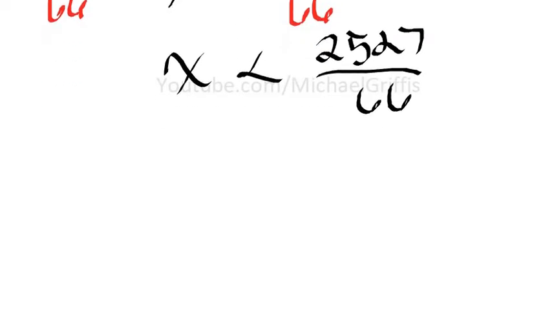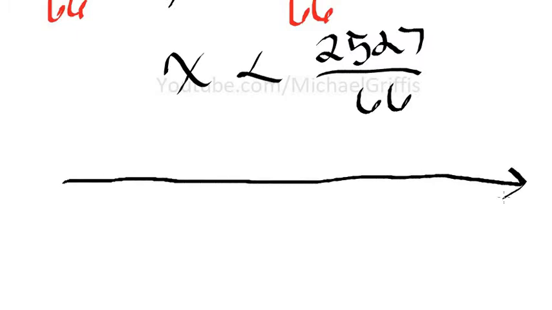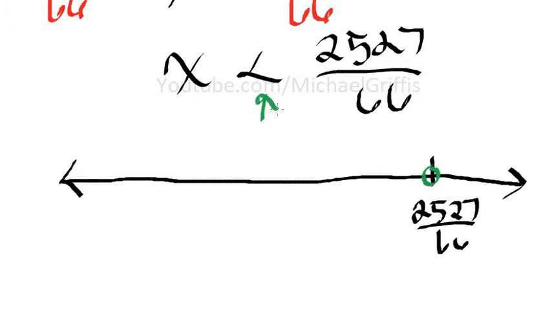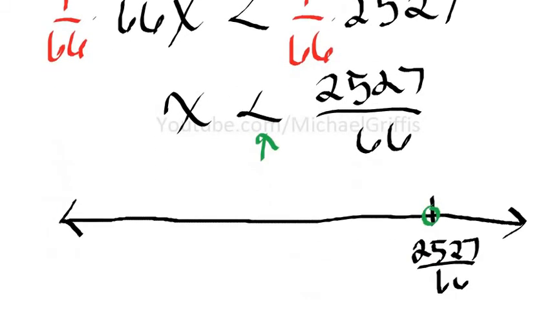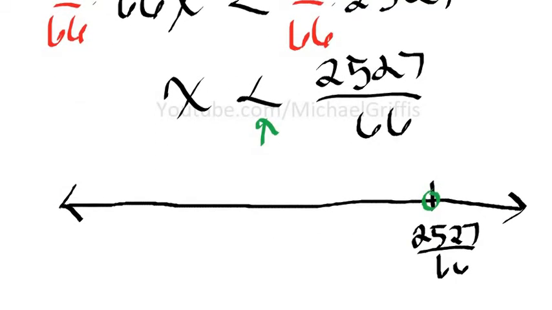Okay. Alright, let's look at this on a number line. So we'll say this is 2527 over 66. Now we're going to draw, what are we using, green? Draw a circle around that because we don't include it. And then I've already forgotten, x is greater than, okay.